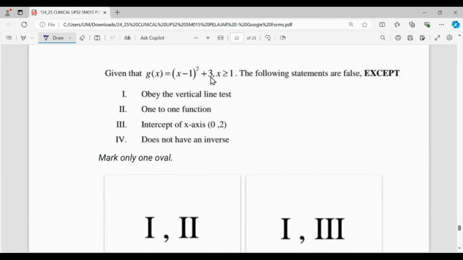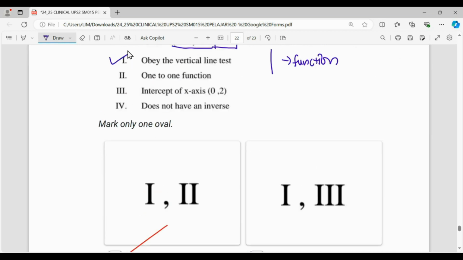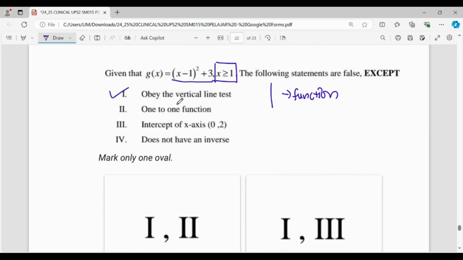Given this quadratic, you can notice that it only takes the right side under the condition. The following statements are false. So all of them are wrong; we are just finding which one is true. It obeys the vertical line test. The vertical line test is for a function. So the quadratic is a function. Yes, it is true. So we are finding the true one. Quadratic, is it one-to-one?